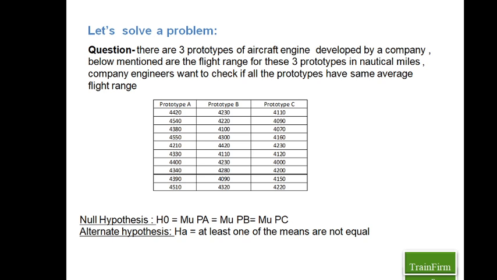Okay, so this is how the null hypothesis and the alternate hypothesis will look, right? H naught is the mean of prototype A equals the mean of prototype B equals the mean of prototype C. And the alternate hypothesis will be that at least one of the means is not equal: at least mu A not equal to mu B, or mu B not equal to mu C, or mu A not equal to mu C. That is what you want to prove, so that becomes the alternate hypothesis.